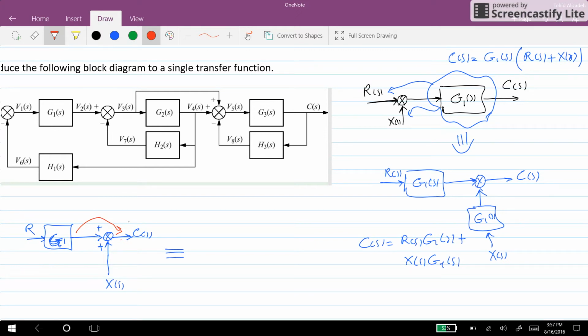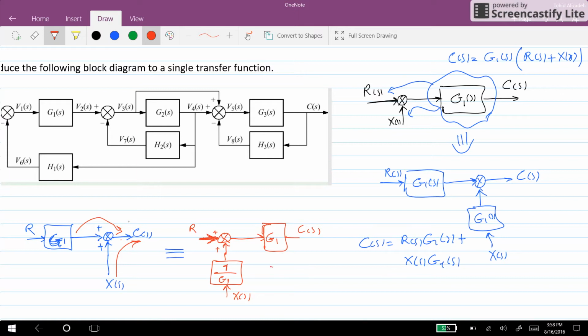However, in this case, we will have this situation. R is the input. We have the summation point. Then G1 will appear here, and C will be the output. We had positive signs here. For X(s), in the previous case, G1 was not in the path from X to C, as you can see here. Now G1 appears here, so we need to cancel its effect. The way to do it is to add this 1 over G1 here.